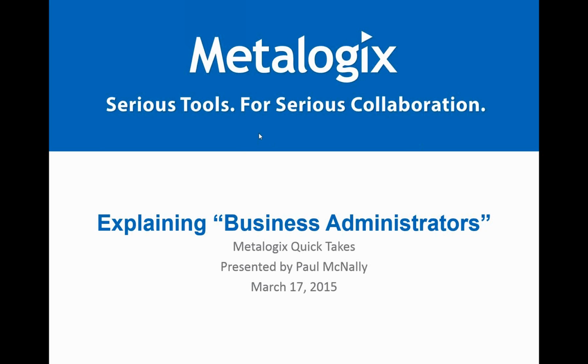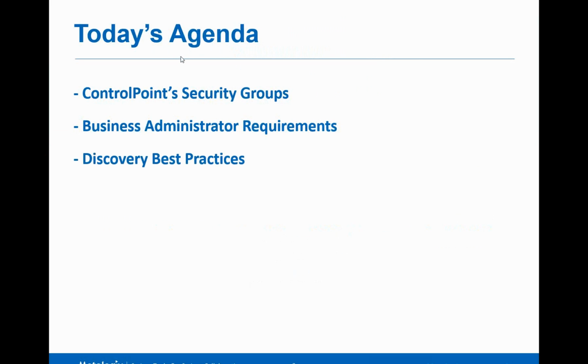Today we're going to be talking about the Business Administrators group, and we're going to be covering a few things. There's not a lot to put in the agenda because most of it's just going to be hands-on with the actual ControlPoint application. We're going to talk about the different security groups that ControlPoint creates when it's first installed. We're going to talk about some of the requirements for a business administrator, permissions requirements to see sites within the SharePoint hierarchy in ControlPoint, and the requirement of the discovery process to be running. And we'll cover some of the discovery best practices briefly.